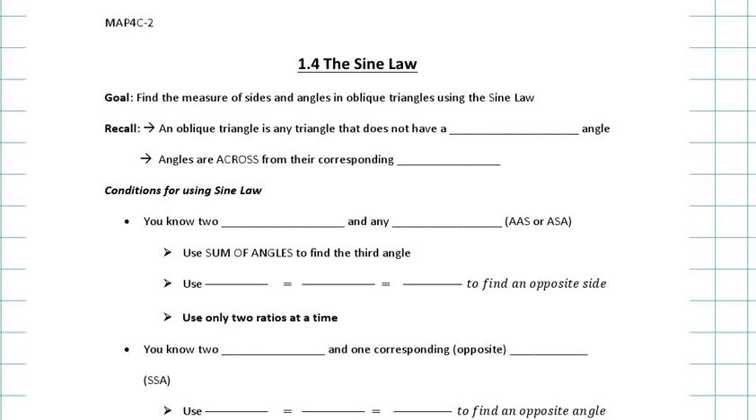So today's lesson, we're going to do the sine law. The sine law is used with oblique triangles. So what is oblique? An oblique triangle is one where there's no right angle, no 90 degrees. So an oblique triangle is any triangle that does not have a 90 degree angle. Okay?